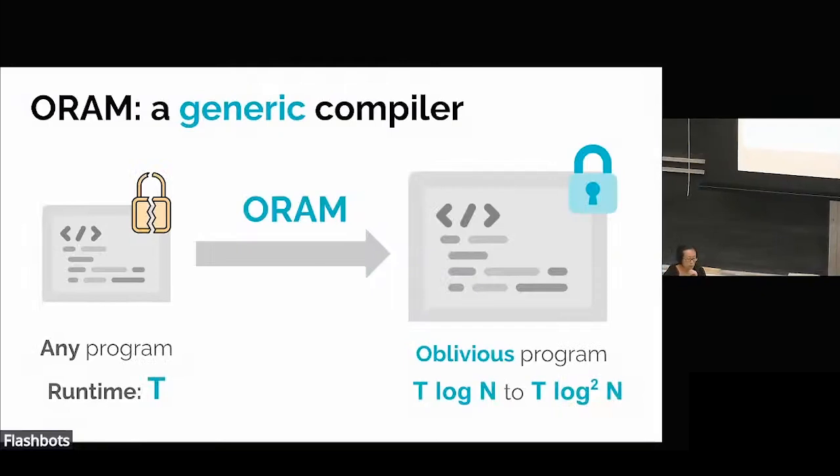And in order to hide access patterns, we can use this powerful tool called ORAM, which stands for Oblivious RAM. And in this talk, I want you to think about ORAM as a generic compiler. And why do I say it's a generic compiler? Because given any insecure program that runs in time t, you can take the ORAM compiler and it will emit an equivalent program that runs in just a little longer, in t log n or t log n square time. And this resulting program is oblivious in the sense that the memory access patterns don't leak any information. And the security is provably guaranteed.